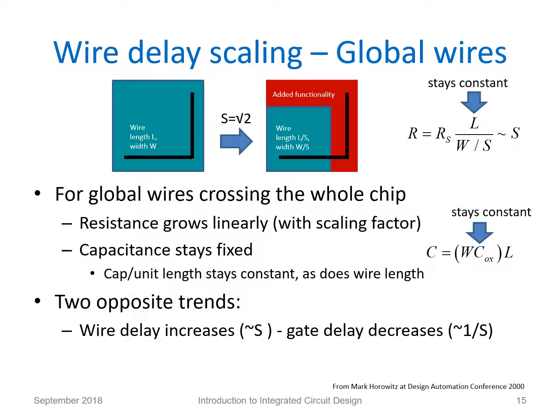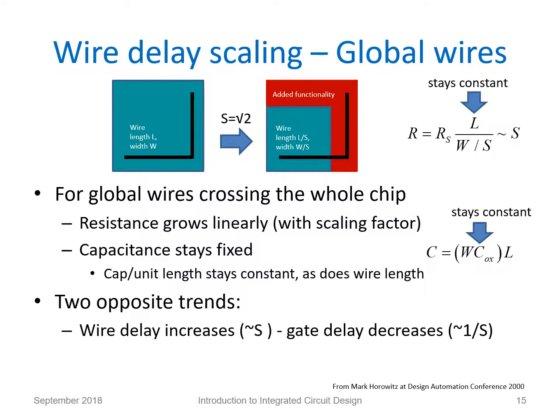Now let's have a look at the delay scaling for global wires. This slide shows an example when advantage has been taken of the geometry scaling to add functionality to the design when it is moved to the next technology node, thereby keeping the chip area constant. This means that global wire lengths are not scaled, they are kept constant. So for global wires crossing the whole chip, the resistance grows linearly with the scaling factor instead of staying constant as it did in the previous case.